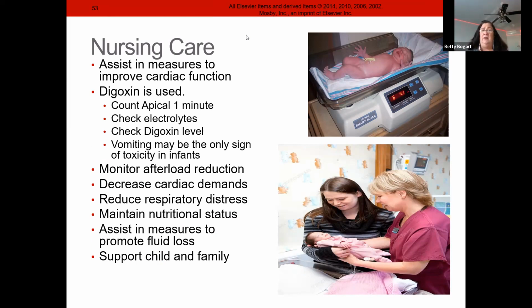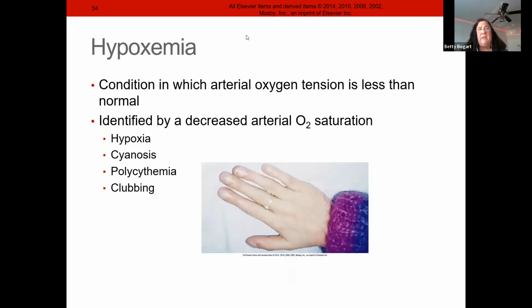Digoxin's given just like adults. Apical heart rate for 1 minute, usually less than 100, you're going to hold it. You're going to check the potassium, check any drug levels. Again, vomiting is the only sign you see. So if it's more than one vomit, then you're suspicious, not with just one vomit. We want to get that heart beating better. We want those lungs to be clear. When that happens, we're going to be able to eat. We're going to get the nutrition. And of course, we're going to be teaching the parents all about these things that we're doing.